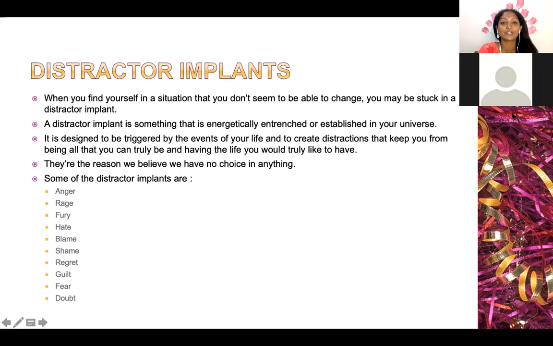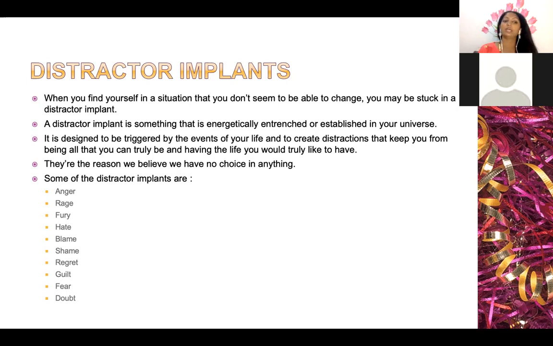But yes, so we are talking about distractor implants, and I have only listed a few of the distractor implants from the book. The book actually consists of 24 different ones. Okay, what are we learning there? Anger, rage, fury, hate, blame, shame, guilt, regret, all of those are distractor implants. And most of that is something that I call negative emotions or something which I say, oh, I got triggered. Okay, so all of those are distractor implants.